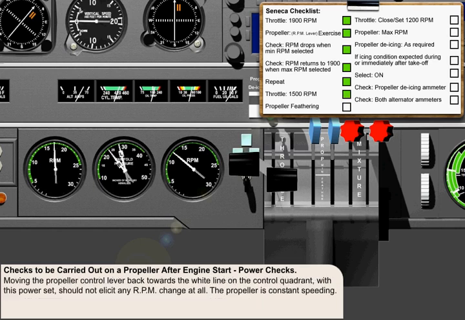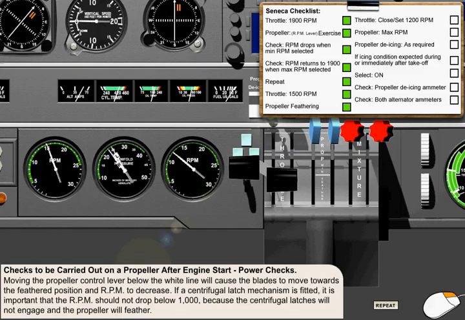Throttle, 1500 RPM. Moving the propeller control lever back towards the white line on the control quadrant with this power set should not elicit any RPM change at all, because the propeller is within the constant speed range. Propeller feathering. Check. Moving the propeller control lever below the white line will cause the propeller blades to move towards the feathered position and the RPM to decrease.